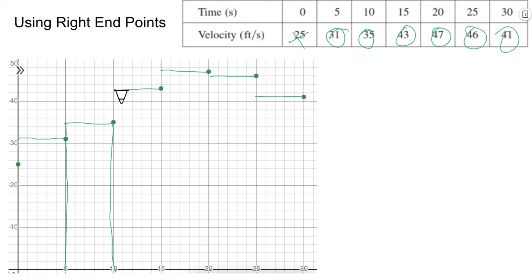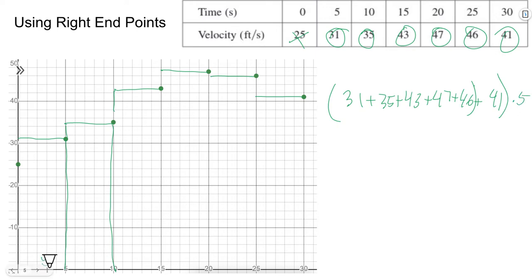And again, we could go through this. They're all times 5, so I would just say, let's add these together: 31 plus 35 plus 43 plus 47 plus 46 plus 41, and then multiply everything by 5, because here's the 5, and the height of it is, in this case, 31. This one is 35, and so forth. And we'll see, we'll get a slightly different number.